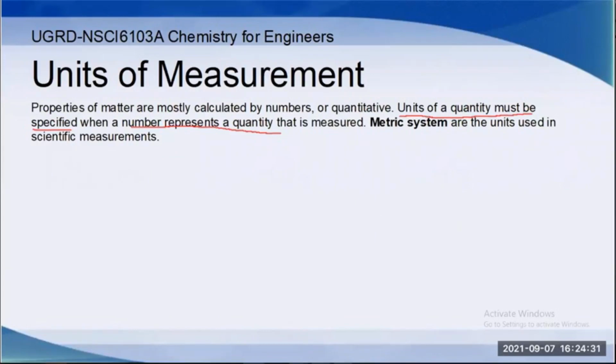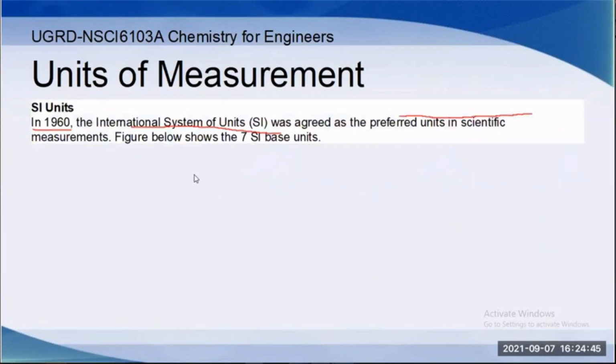If you think about it, since we have different types of measurement systems, it should be a hassle to convert every now and then. So actually, we have what we call the SI units. In 1960, the International System of Units was agreed upon as the preferred units in scientific measurements. So in terms of scientific measurements, these are the standards. Whenever you are making scientific measurements, you should use SI units.